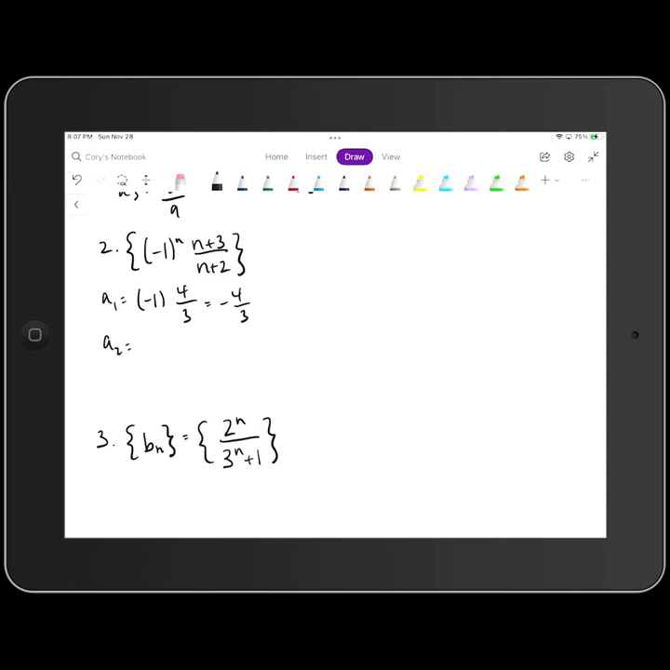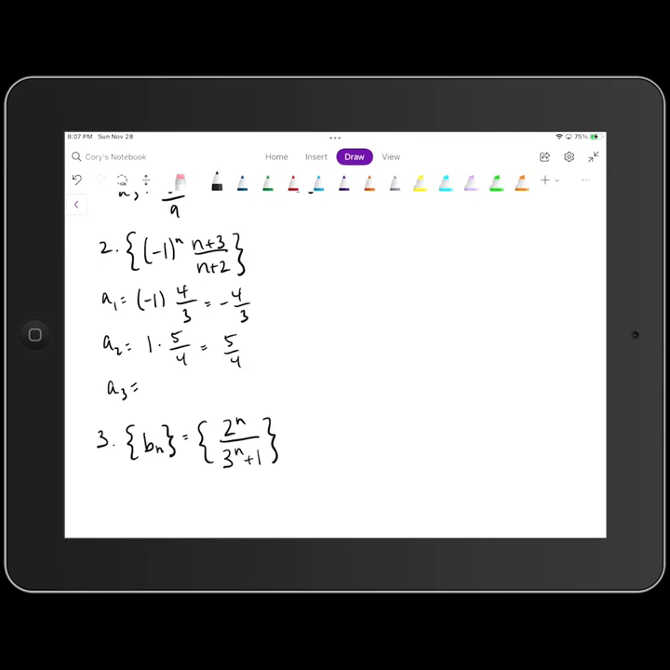For a sub 2, our second term, we're going to plug 2 in the place of n. So that's negative 1 squared, which is 1, times 2 plus 3, which is 5, over 2 plus 2, which is 4. And 1 times 5 over 4 is 5 over 4.